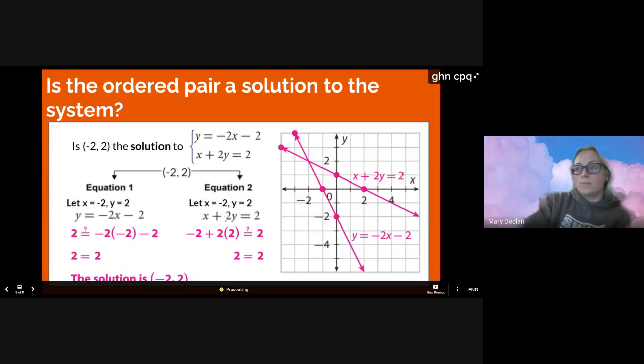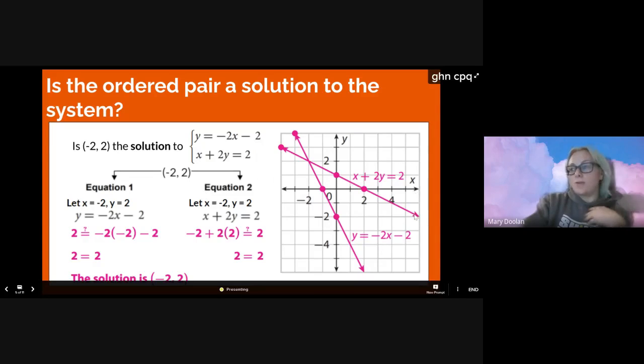And over here, x is negative 2, so replace x with negative 2, plus 2 times, well, y is 2, so 2. Does that equal 2? Well, simplify this side now. 2 times 2 is 4. Negative 2 plus 4 is 2, so 2 equals 2. They're both true, which means that this ordered pair is a solution to this system.